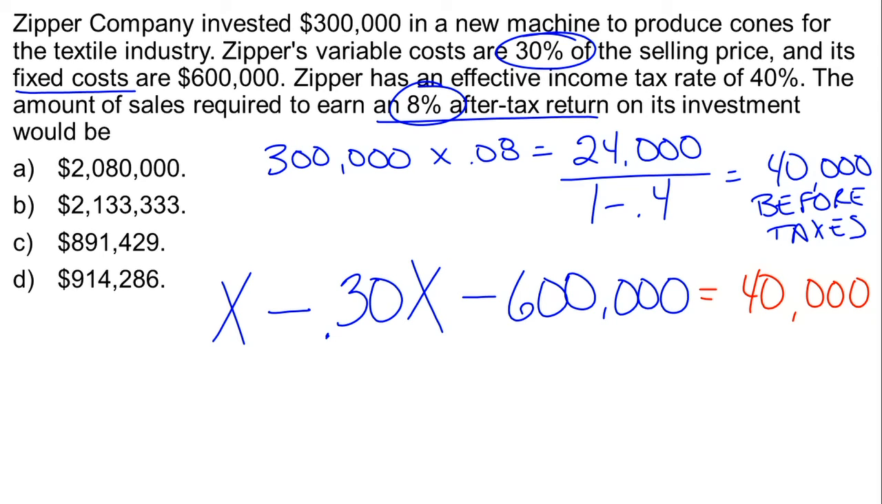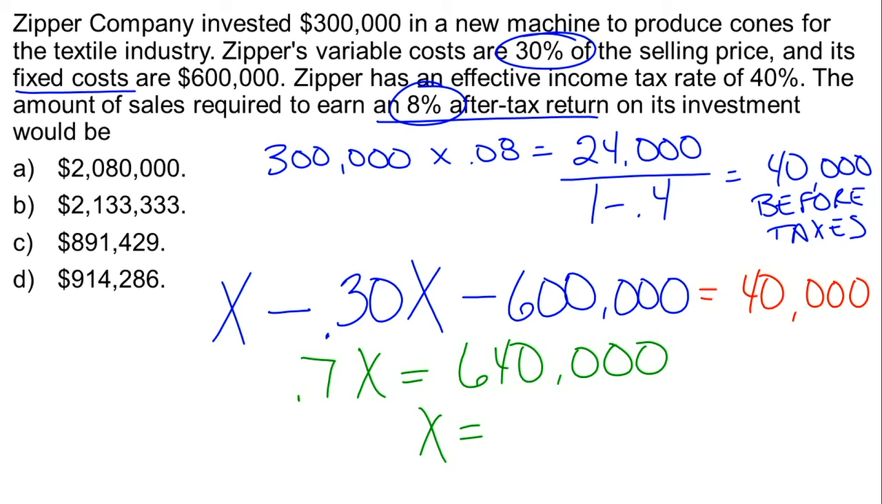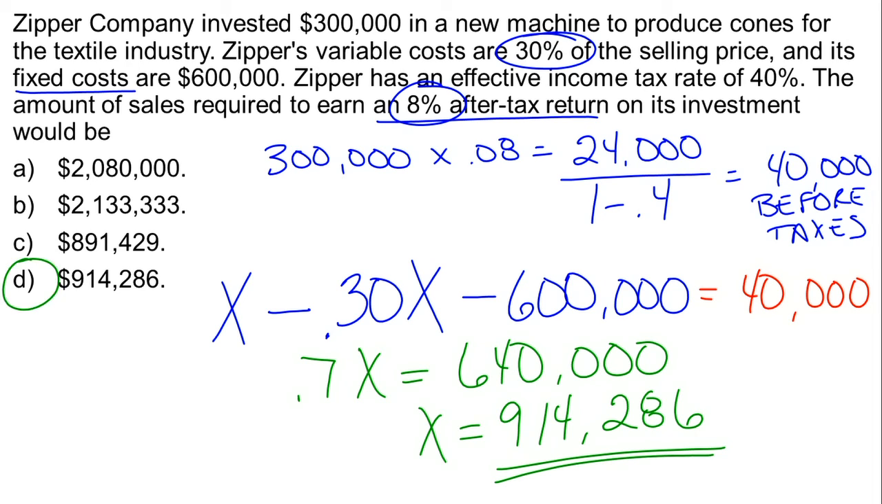And so what we have here is a very nice, simple algebraic formula that we need to solve for x. We get 0.7x is equal to $640,000. We divide both sides by 0.7, and x is going to be $914,286, which fortunately is one of the choices, so we know we did it right.